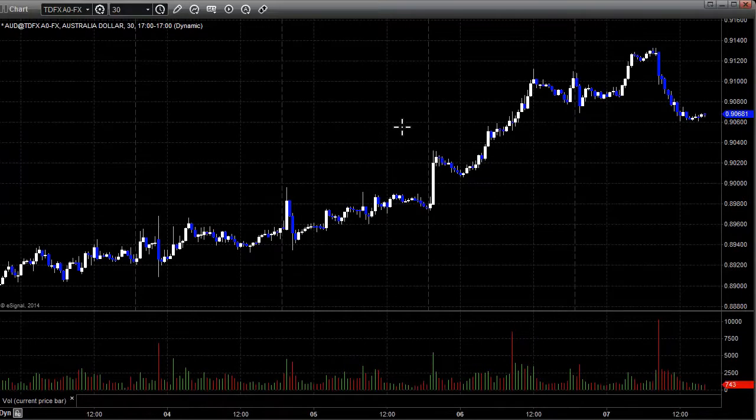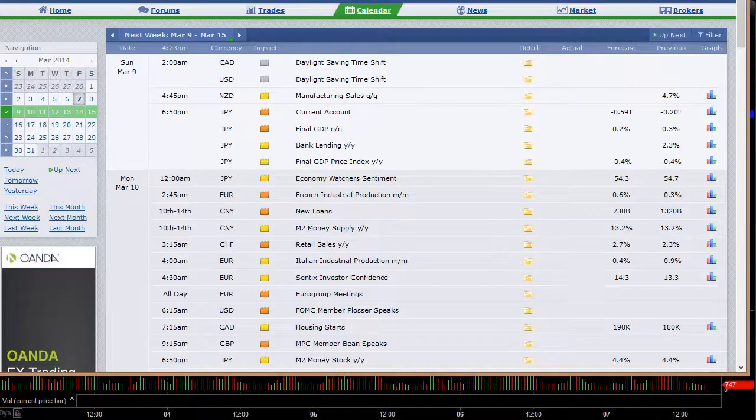Here's a look at the Aussie, which did trade 220 pips. A little more vertical on this one. All right, let's take a look at the economic data, see what we can expect this coming week.